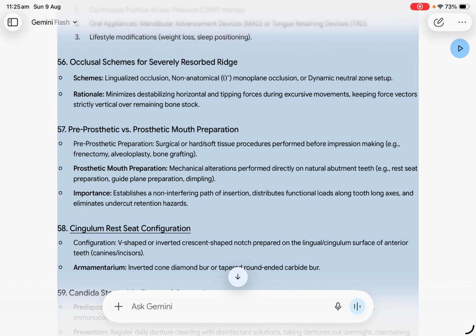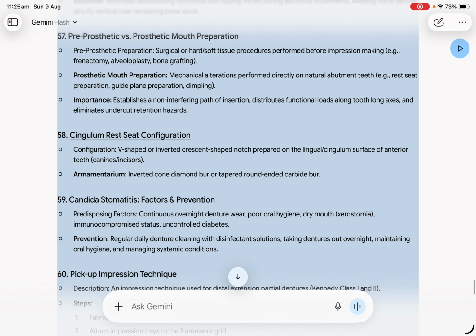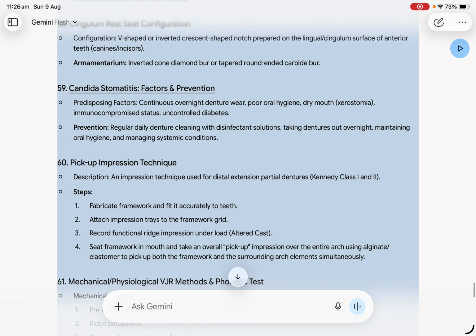58. Cingulum rest seat configuration. Configuration: V-shaped or inverted crescent-shaped notch prepared on the lingual cingulum surface of anterior teeth, canines and incisors. Armamentarium: inverted cone diamond bur or tapered round-ended carbide bur. 59. Candida stomatitis: factors and prevention. Predisposing factors: continuous overnight denture wear, poor oral hygiene, dry mouth (xerostomia), immunocompromised status, uncontrolled diabetes. Prevention: regular daily denture cleaning with disinfectant solutions, taking dentures out overnight, maintaining oral hygiene, and managing systemic conditions.